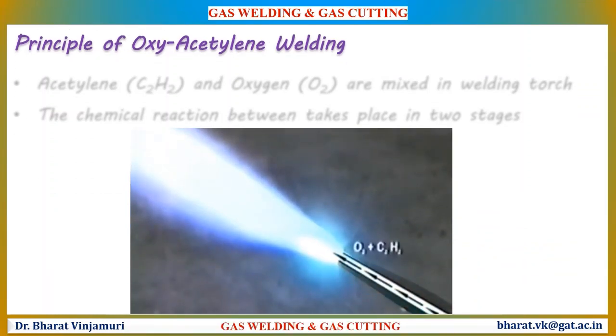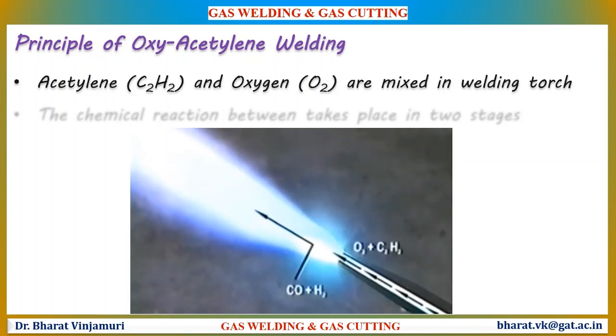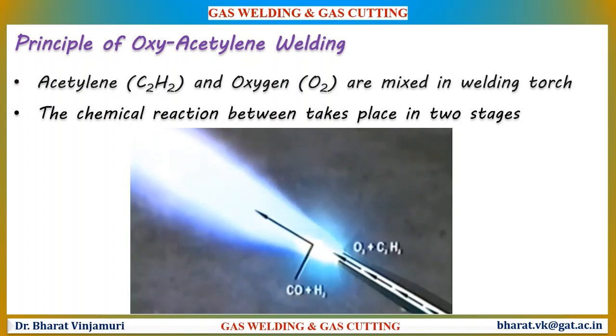Let us now understand the principle and working of Oxy-Acetylene welding. In this process, the acetylene and oxygen are mixed in correct proportions in the welding torch. The chemical reaction between oxygen and acetylene takes place in two stages. At stage 1, oxygen and acetylene react to produce carbon monoxide and hydrogen. This reaction occurs at the tip of the torch. The byproducts of this reaction combine with the oxygen in the atmosphere, thus producing an enormous amount of heat.